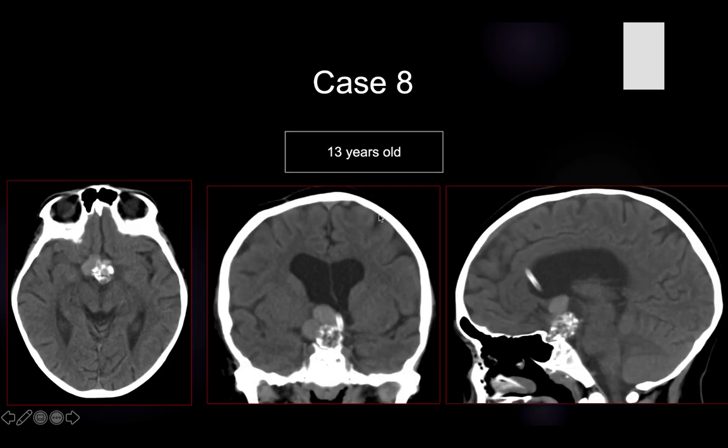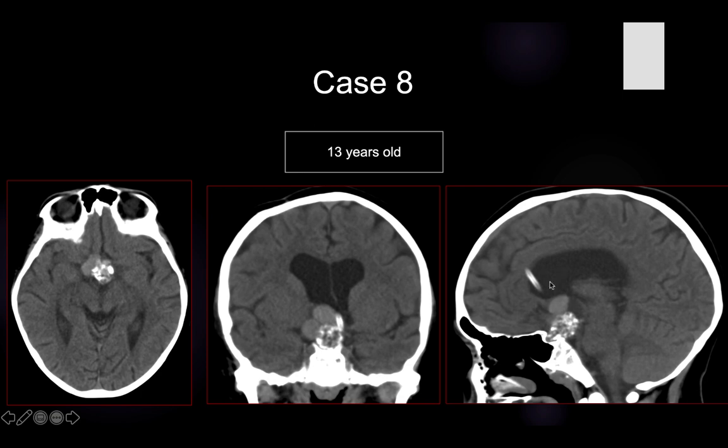This is a 13 year old boy coming with sellar and suprasellar lesions showing calcification. As we know, if you see sellar and suprasellar calcified lesions in young children, you should put the diagnostic possibility of craniopharyngioma. If you see a partially or predominantly calcified sellar or suprasellar region lesion in a young child or young boy, you should consider craniopharyngioma.